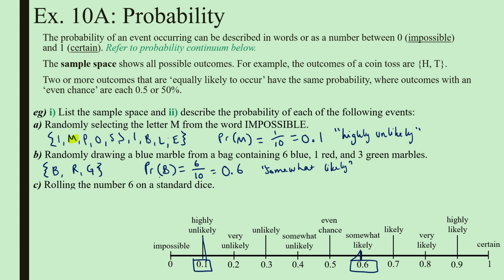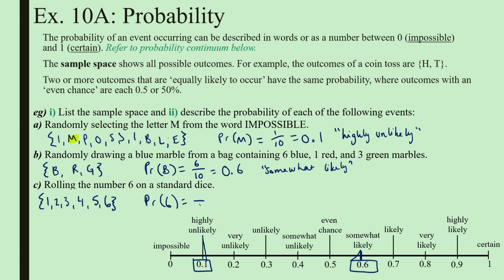Last example now. What is the probability of rolling the number 6 on a standard dice? So my possible options on a dice are 1, 2, 3, 4, 5, 6 for a standard dice. It's not a special dice. It doesn't have 10 sides. It's not one of those ones that you might pull out in a game of D&D. It's just a standard dice that you might find in any other board game. So, what is the probability of rolling a 6?